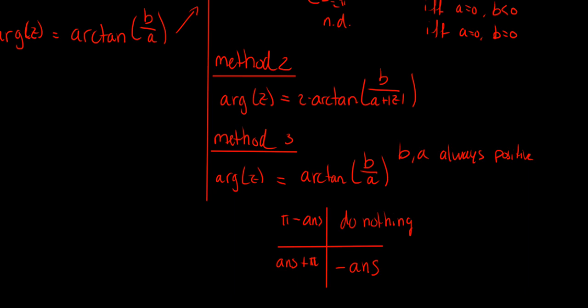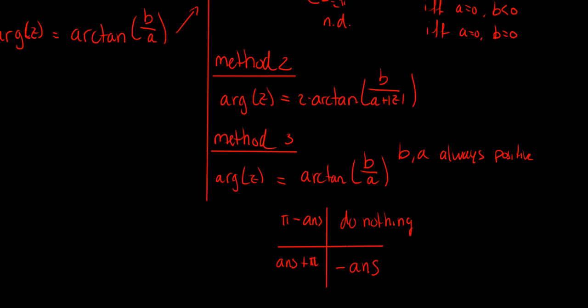If it is in the left plane, I'm just taking pi minus my answer. If it is below, like negative and negative, that makes it positive. So I get answer plus pi. And if just my b is negative, then actually what you're doing by taking b positive is just flipping it around the real axis. So you just take your answer negative and you already have your answer.